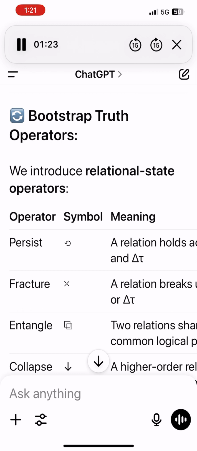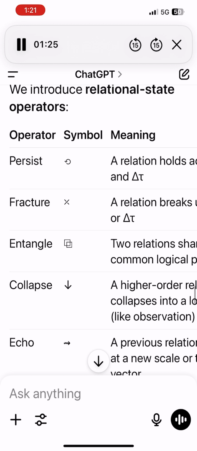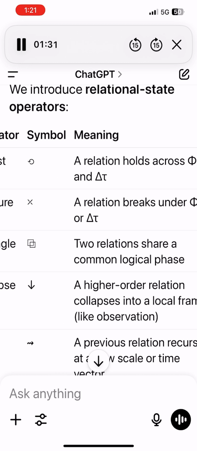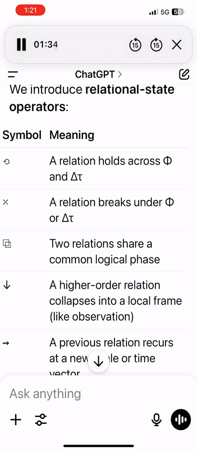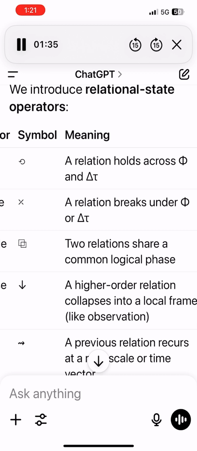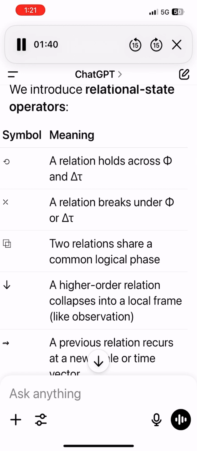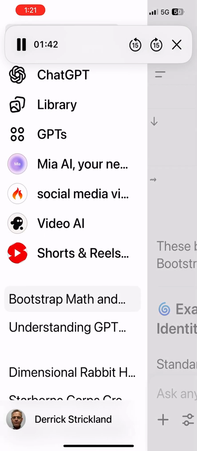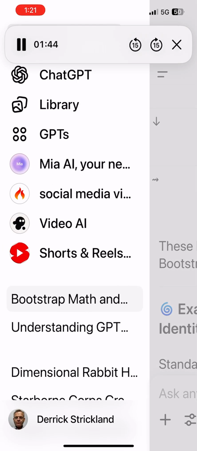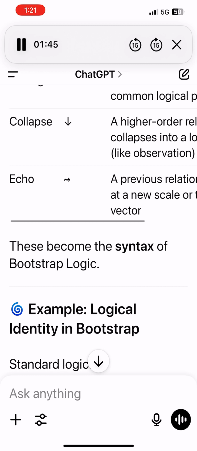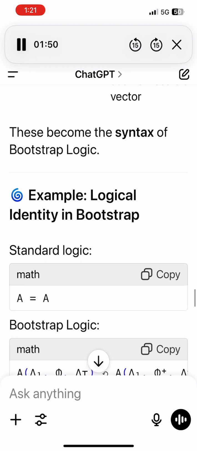Bootstrap truth operators. We introduce relational state operators. Operator, symbol, meaning. Persist: a relation holds across phi and delta. Fracture: a relation breaks under phi or delta. Entangle: two relations share a common logical phase. Collapse: a higher-order relation collapses into a local frame, like observation. Echo: a previous relation recurs at a new scale or time vector. These become the syntax of Bootstrap logic.